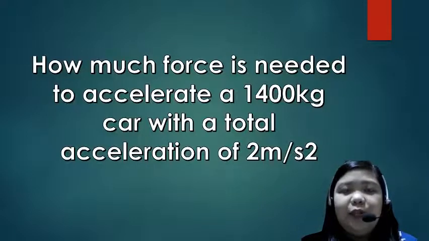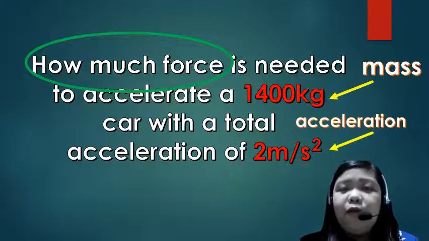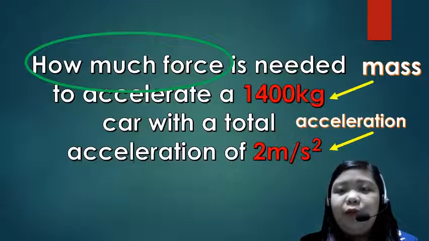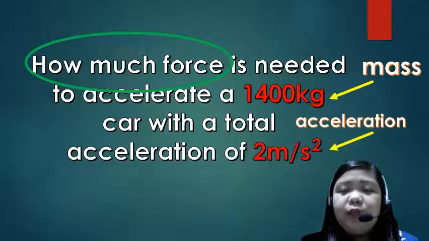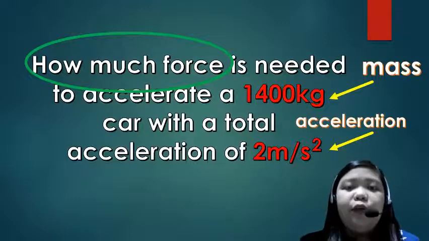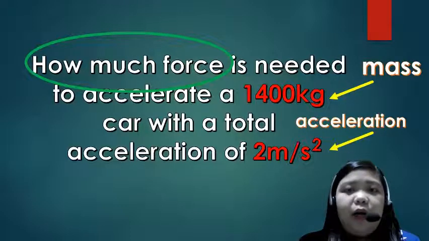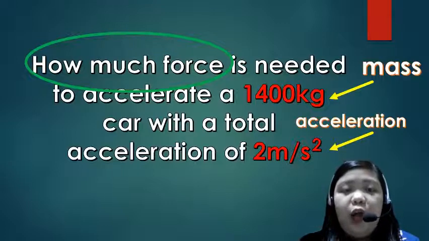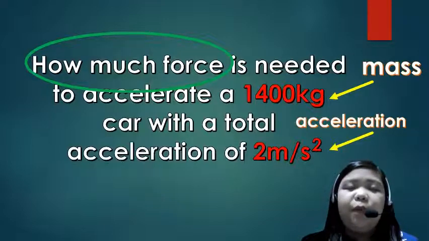Okay, so let's take a look at the given. We have 1,400 kilogram, which refers to the mass, while 2 meters per second squared refers to the acceleration. And then you have a clue there in the first part of our question, how much force. So that already gives you a hint that the missing value in the sample problem is the total amount of force.